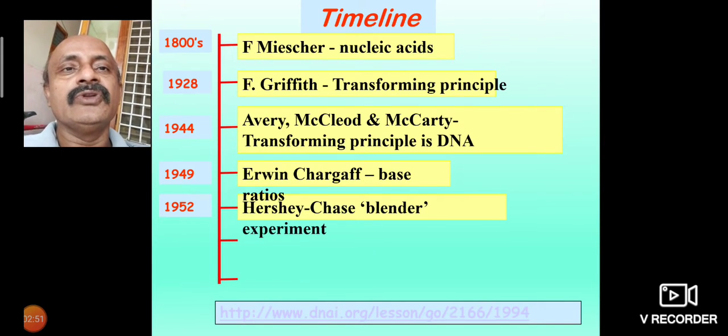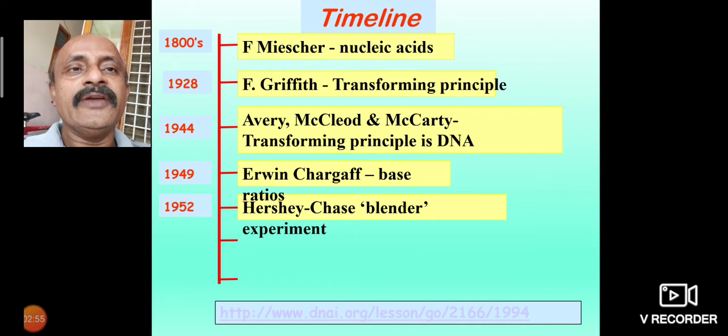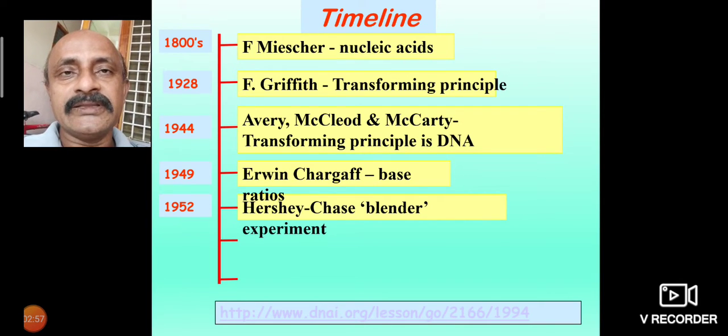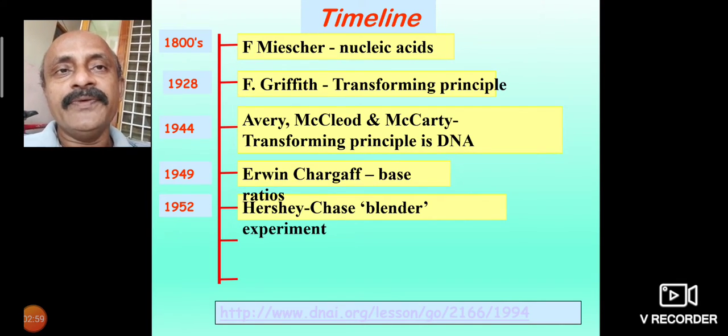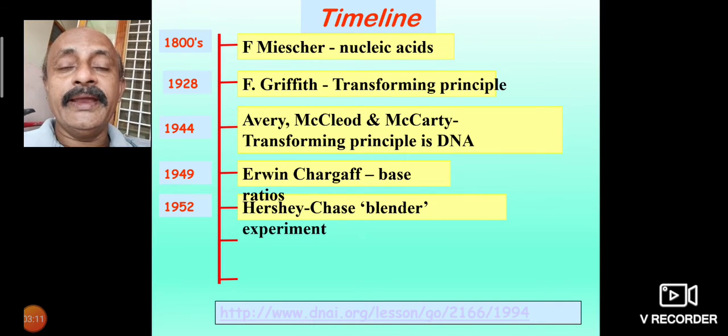The nucleic acids were identified in the 18th century. The nucleic acid consists of two types, RNA and DNA. DNA is deoxyribonucleic acid, RNA is ribonucleic acid.